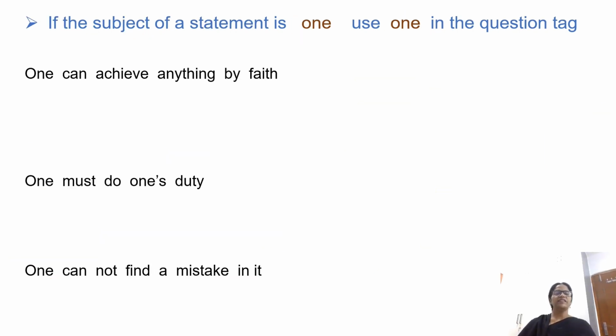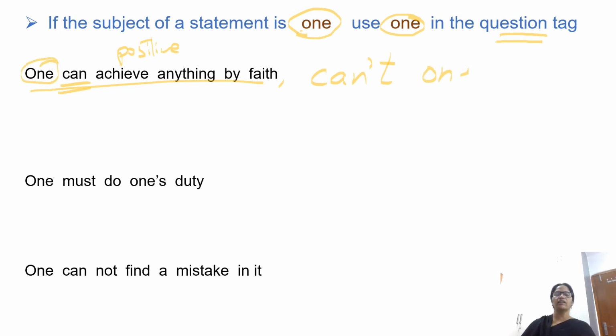One more rule. If the subject of a statement is one, we have to use the same one as a pronoun in the question tag. One can achieve anything by faith. The helping verb is can, and the statement is positive. Positive statement, negative tag. Cannot. The contraction is can't. And one you have as a subject, so use the same one as a pronoun in the question tag. Can't one. If a statement starts with either there or one, we need to use the same word in the tag also. Remember this.